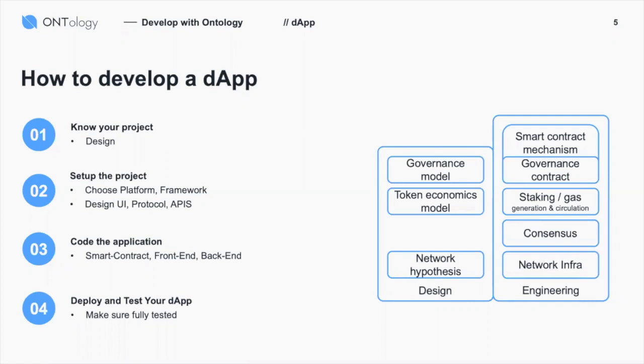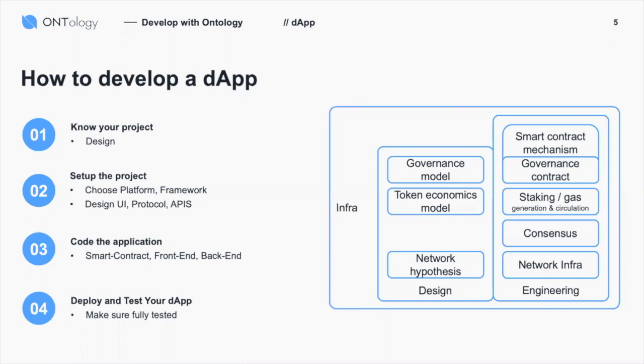There is a smart contract, there is a governance contract, or maybe, depending on your incentive design, some staking. And then after the engineering is done, you deploy your DApp on the blockchain network. Next, you should start building your ecosystem.